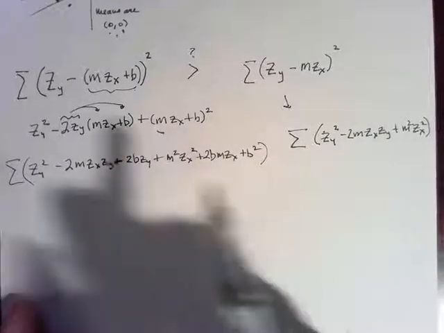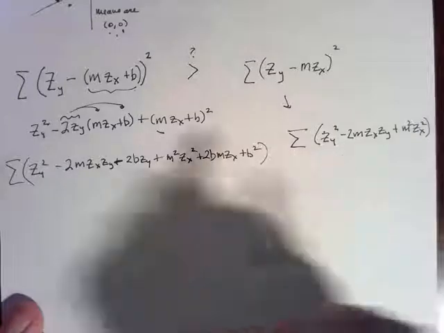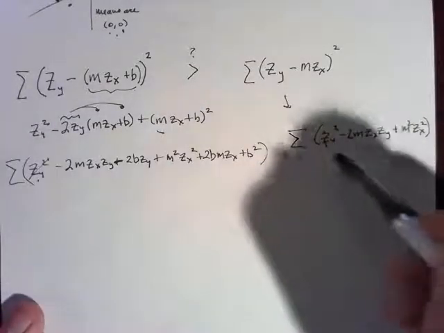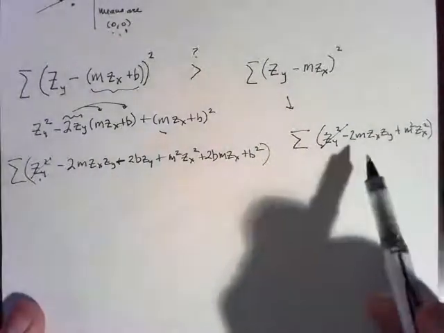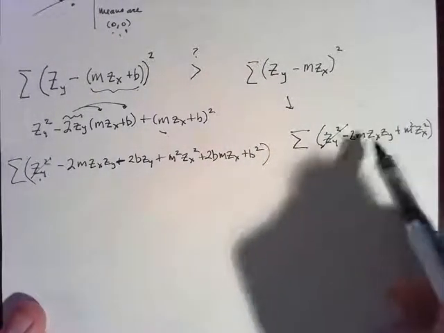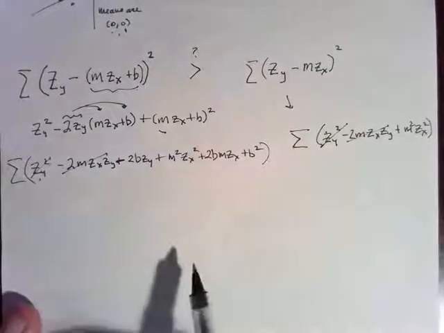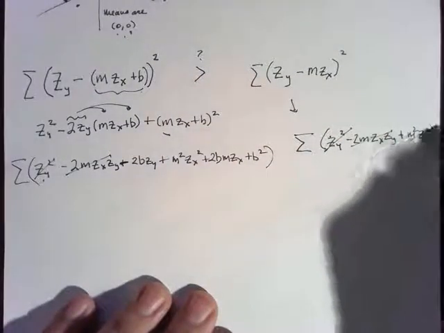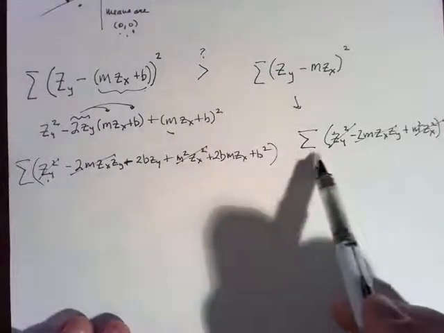There's certain terms that match, and I'm going to cross them off. This has got zy squared, so does this. So those are going to be exactly the same. I don't need to worry about those. This has minus 2mzx, so does this. So those are going to be exactly the same. Don't have to worry about those. This has plus m squared zx squared, so does this. So I can cross those off. So everything over here has been gone.